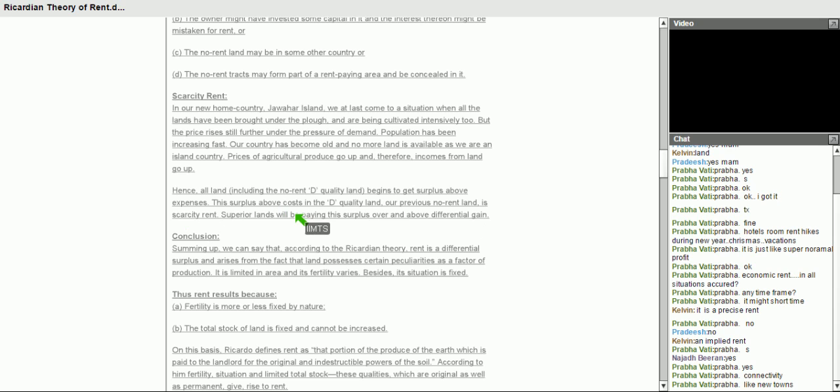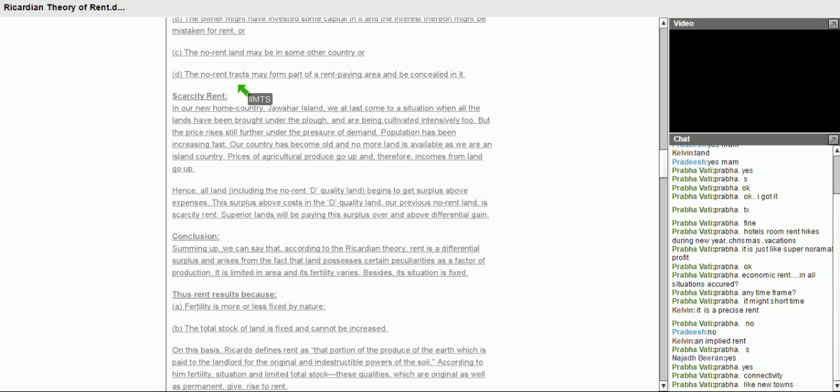This surplus, earned in D quality land, our previous no rent land, is scarcity rent. Now we are in a situation when we have to use even the land D. We cannot avoid it. Previously we were not getting any rent from that land. It was just covering the cost, so it was a no rent land. And now we are getting some surplus. So this surplus that we are getting is known as the scarcity rent.